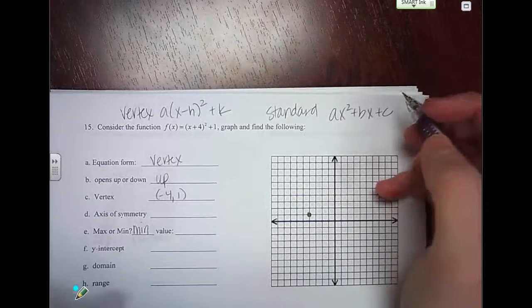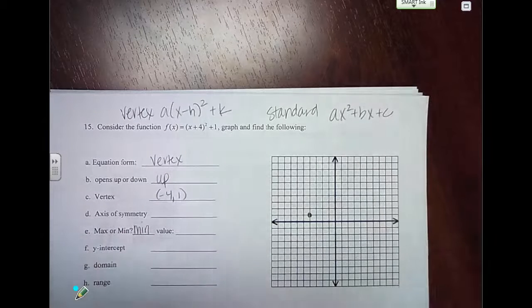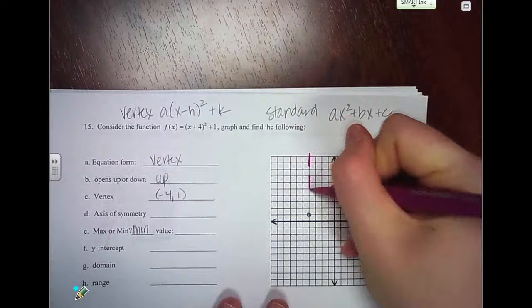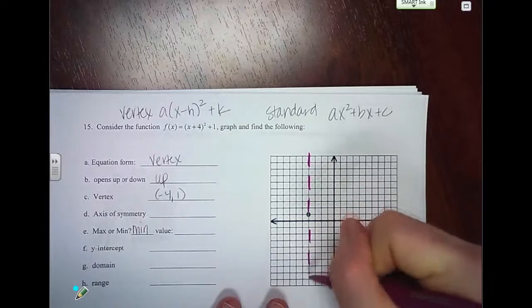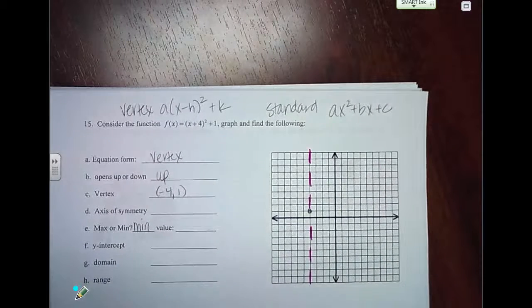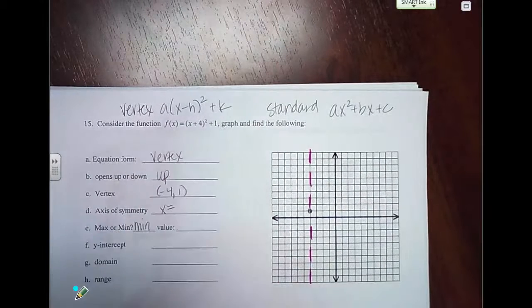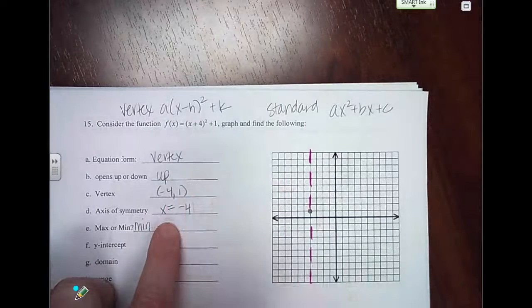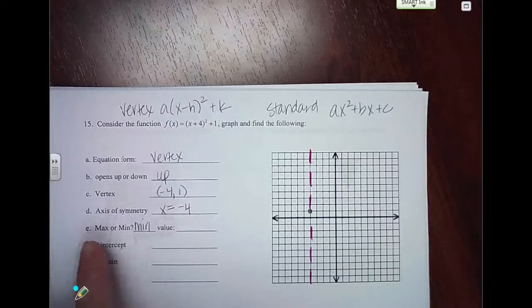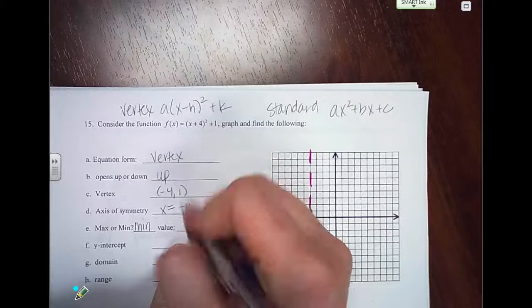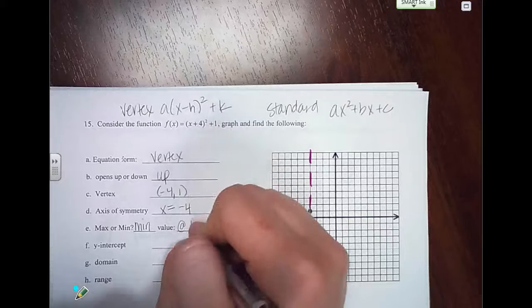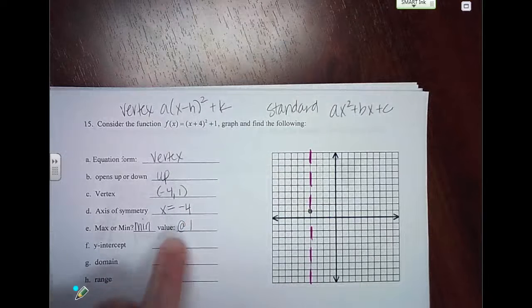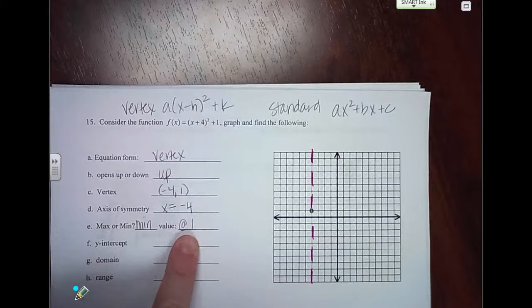Okay, the axis of symmetry is that imaginary line that passes right through the vertex. Okay, and so we say x equals, because it's a line, it's an equation, x equals the x value of the vertex, so -4. Then for the maximum or minimum, the value we say is at the y value. So we'll say the value's at 1. Okay, so x value goes for axis of symmetry, y value goes for minimum or maximum.